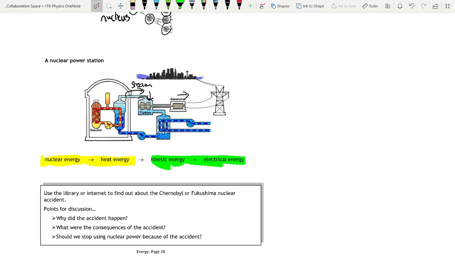Okay. So what I'm going to get you to do is find out a few things about the Chernobyl or the Fukushima nuclear accident. Now these were quite a while ago, and nuclear power has moved on since then, so it's a lot safer, but it is quite interesting to read about it. So what I'd like you to do is think about the Chernobyl or the Fukushima nuclear accident, one or the other, and find out why did the accident happen? What were the consequences of the accident? And should we, in your opinion, stop using nuclear power because of the accident? Now, there's no correct answer there, but I'd just like to know what your opinion is.